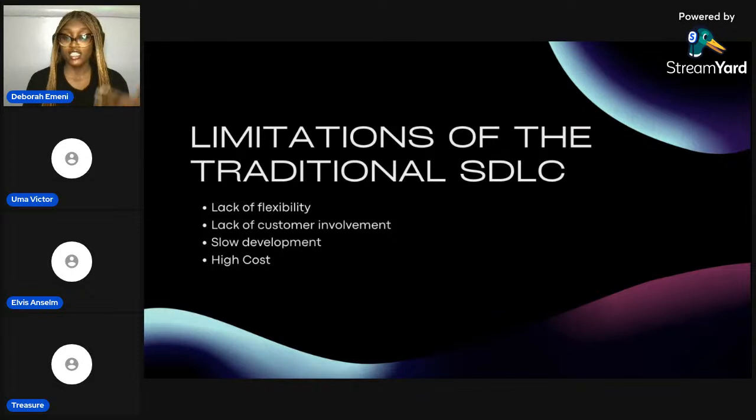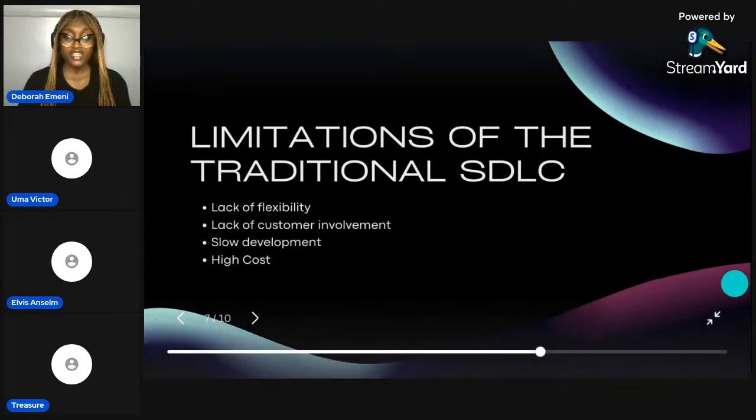So I'm basically just explaining some limitations that the traditional software development lifecycle brought about, that led to the development of DevOps, that led to the whole concept of DevOps. Like, why DevOps? How did DevOps come about? Basically, that's what I'm explaining right now. And I'm listing out some of these limitations, right? And one of them is lack of flexibility.